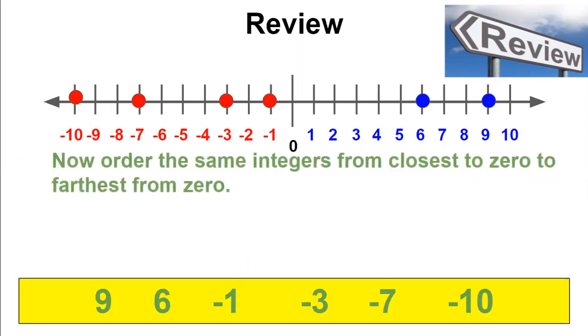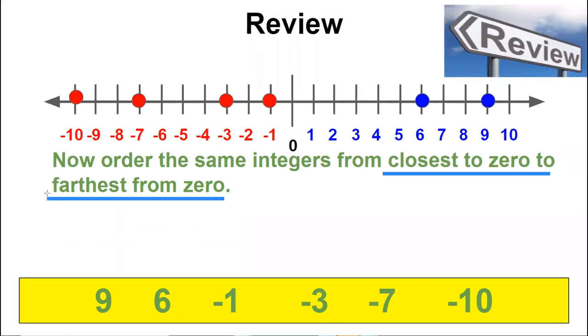Now let's order the same integers from closest to 0 to farthest from 0. The answer just popped up there for a second. So if you had quick eyes, you'd see the answer. I'd like you to pause the video now and order these same integers from closest to 0, to farthest from 0. Closest first, farthest last. Think about how many units they are from 0. Go ahead, give it a try.